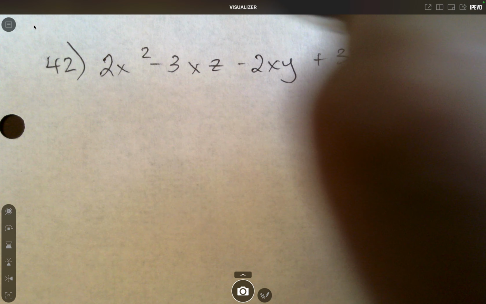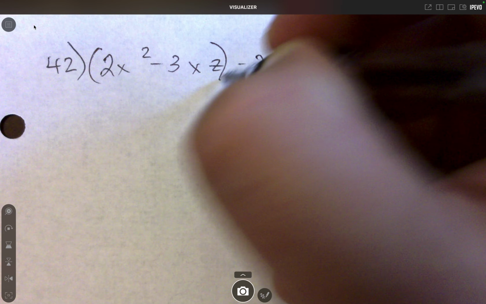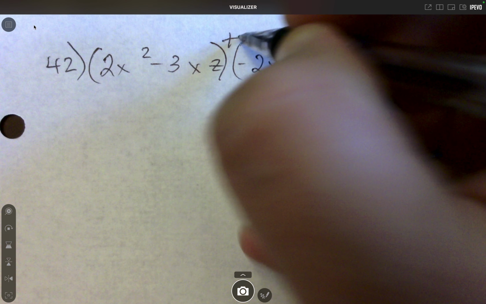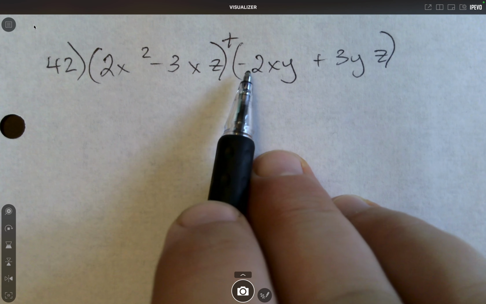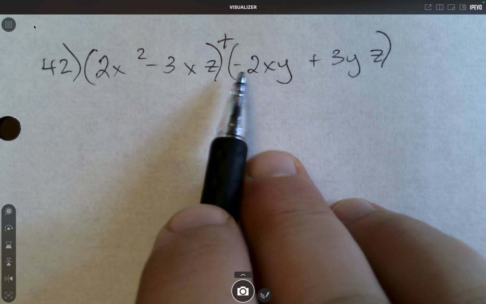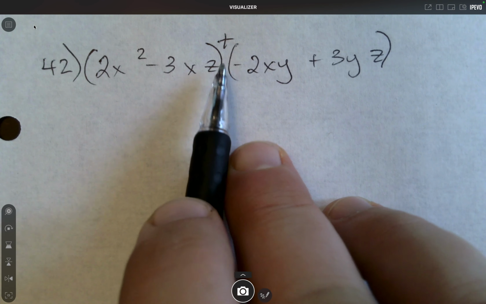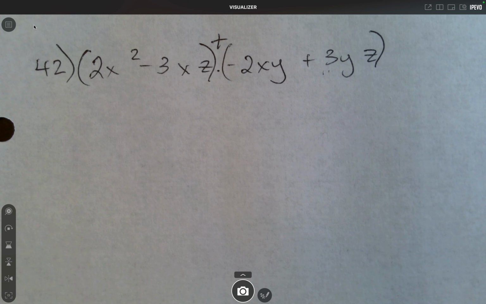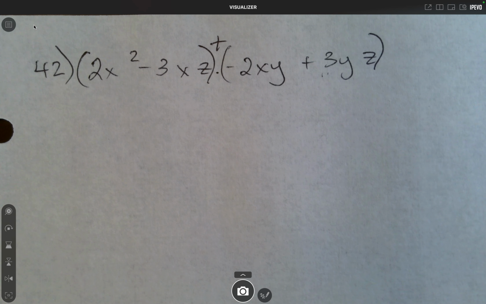We want to pair these in twos. Okay, now this is a negative, so what I'm going to do is put parentheses around it, but a plus in between, because that minus only applies to this term. If I put a minus out in front of the parentheses, that implies this is also negative. We don't want to do that. So if there's a negative right there, put the parenthesis around it, put a plus in between the two.